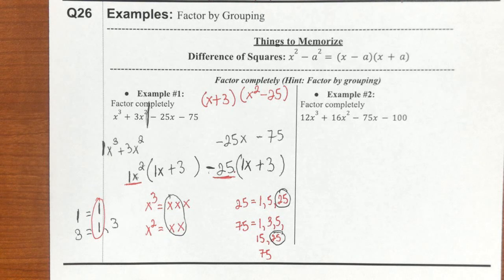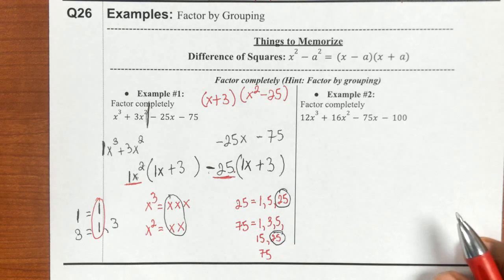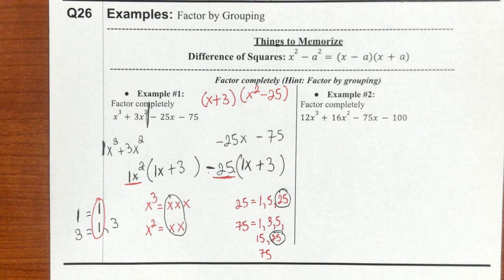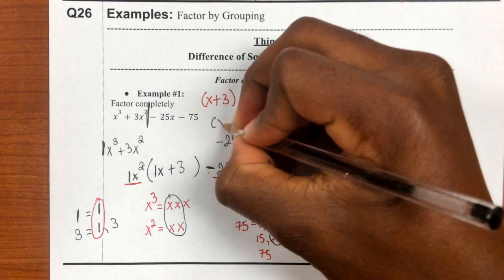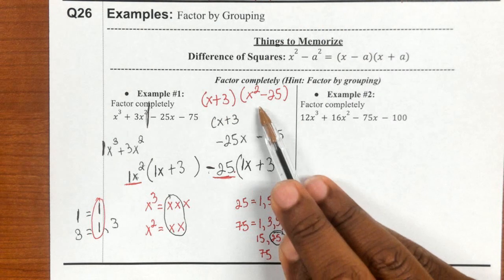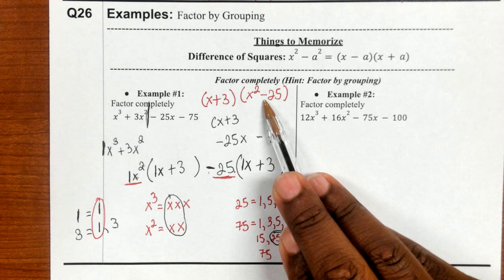Because you can actually factor this a little bit more, all right? The one that has a negative can be factored a little bit more. This one that has a positive sign in between, you're just going to leave it the same. That cannot be factored anymore. However, this one can be.